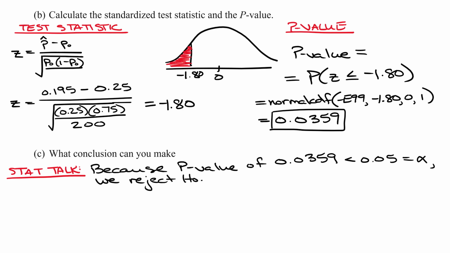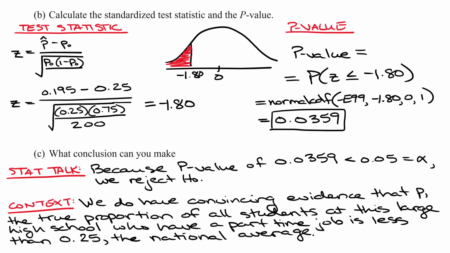Let's write that up. That's the last part of our conclusion, the context. And so in context, we say, we do have convincing evidence that P, the true proportion of all students at this large high school who have a part-time job, is less than 0.25, the national average.